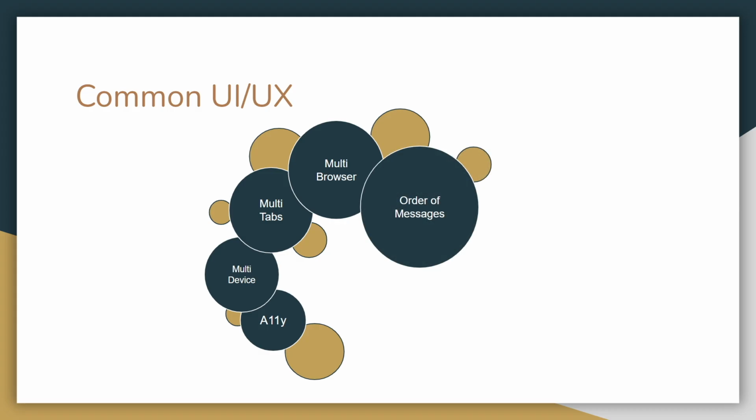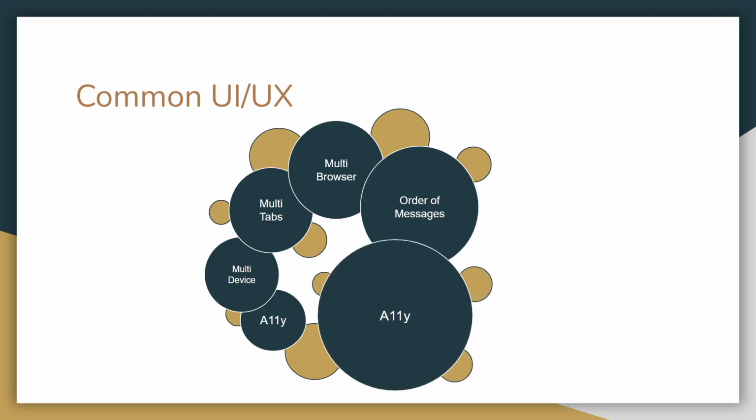Next item is order of messages. A lot of the time, especially with WebSockets and SSE, order isn't always guaranteed, so you might have to worry about that as you go through development. Next item, again, is accessibility, because as a web developer, that's a very big thing in today's market. It's been a big thing for a few years now, so always keep that in mind.